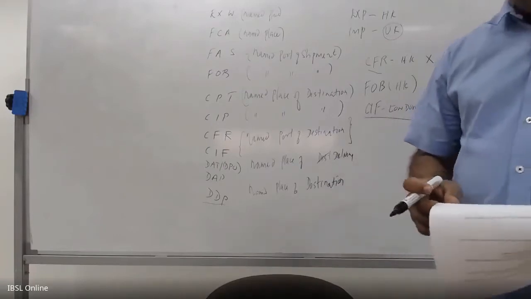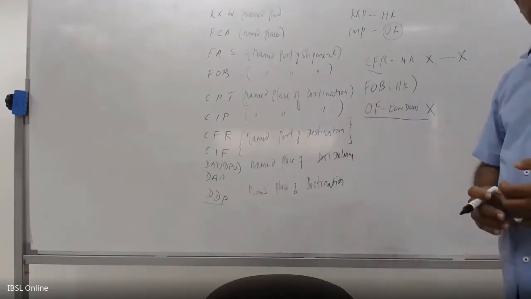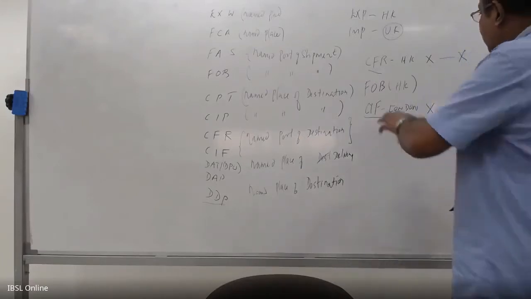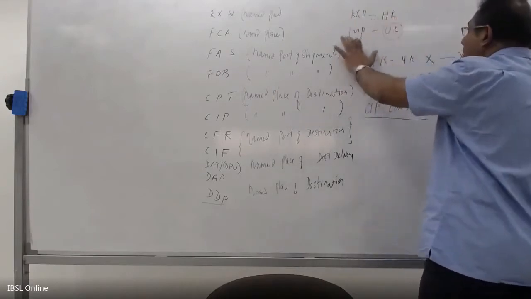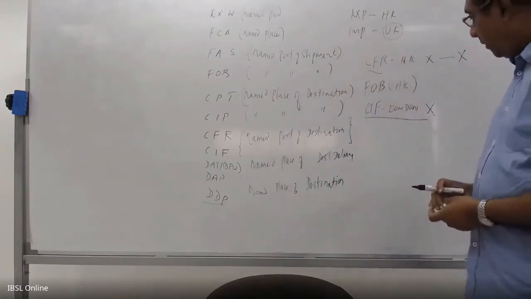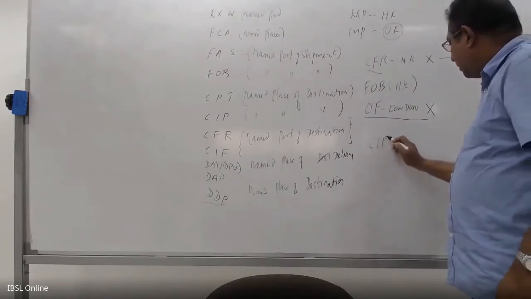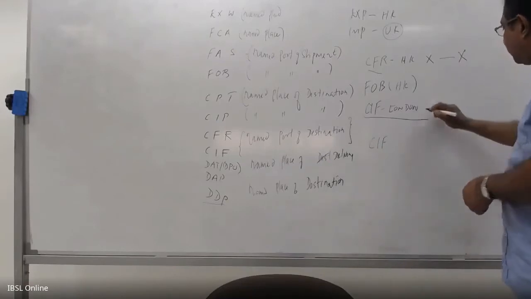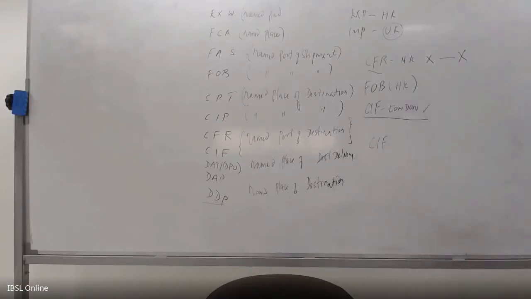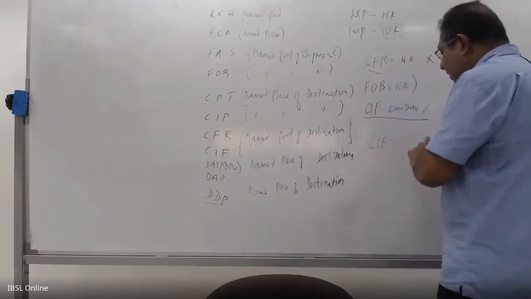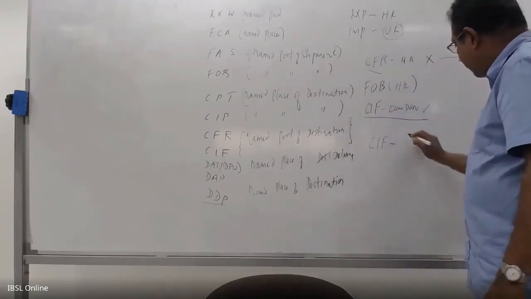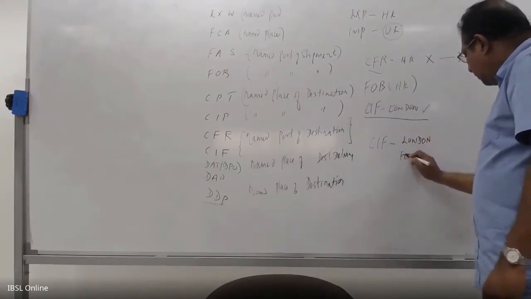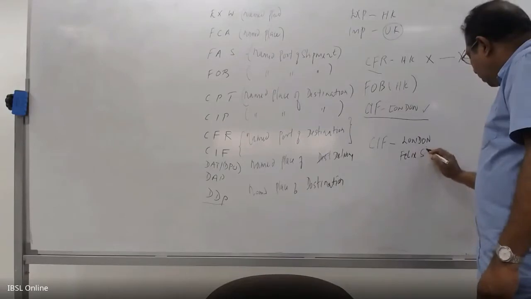D. Any one of them. So what would be the appropriate answer for this? If the export is in Hong Kong and the import is in the UK, you can say CIF London is right. You can say CIF London. CIF Felixstowe.